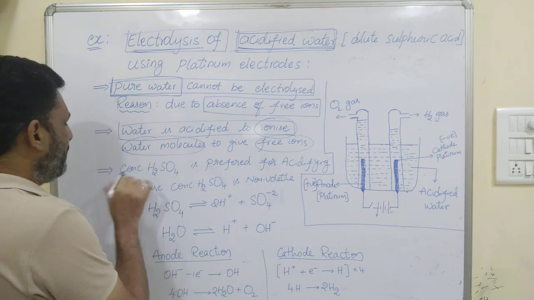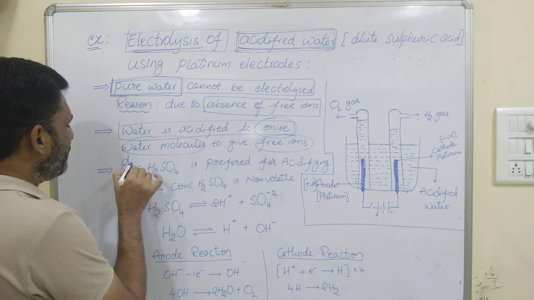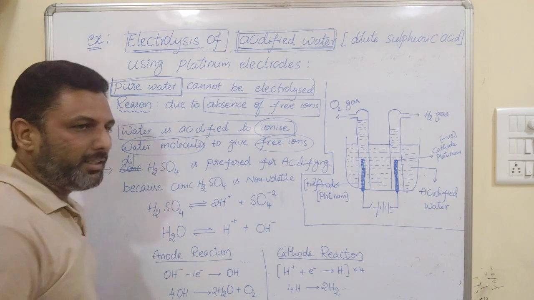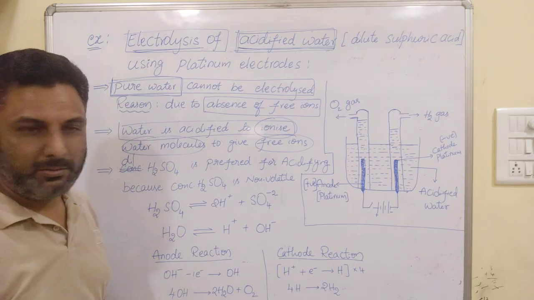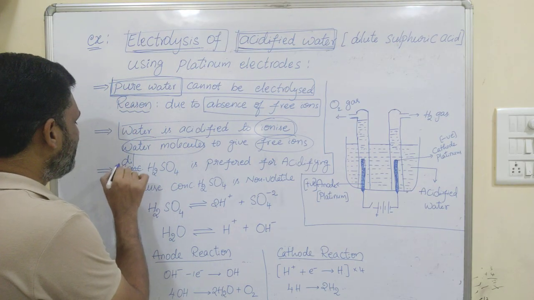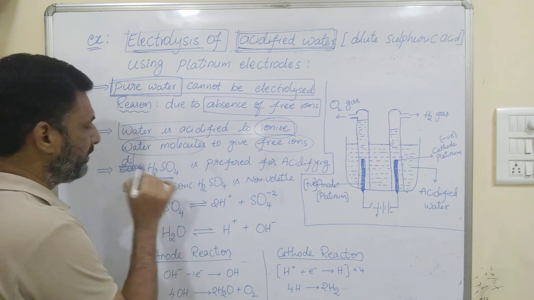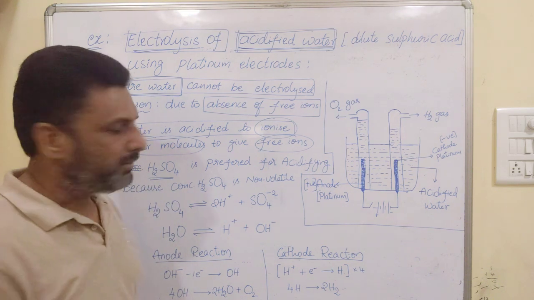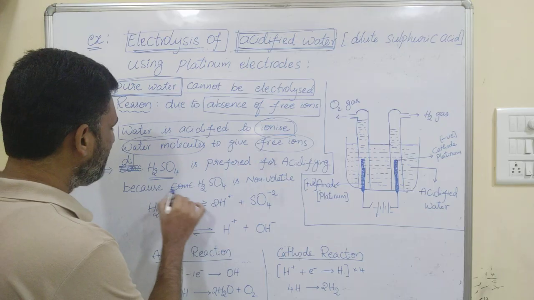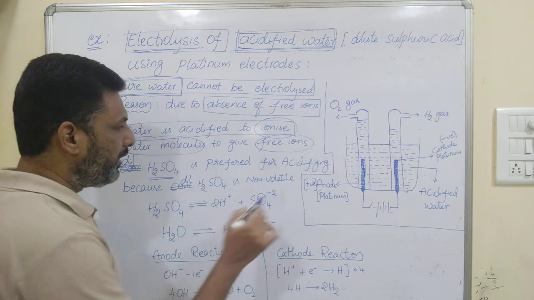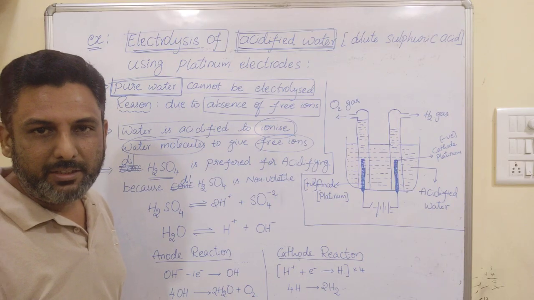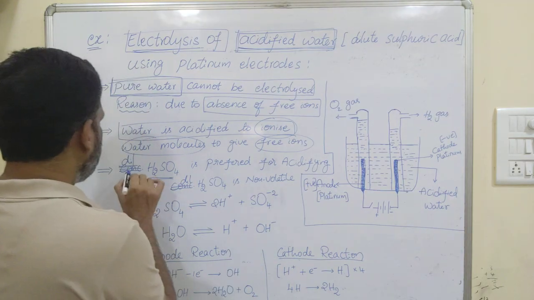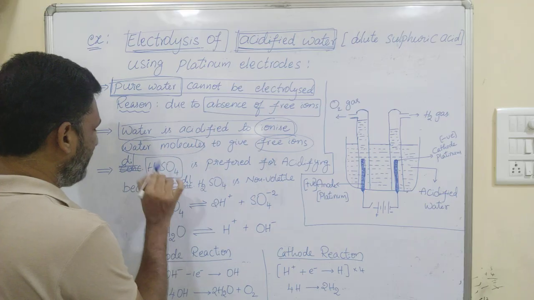And here dilute sulphuric acid is used. Other acids like hydrochloric acid and nitric acid cannot be used, but we have to use dilute sulphuric acid. The reason is sulphuric acid is a non-volatile acid, whereas other acids are volatile in nature. So that's why we prefer dilute sulphuric acid only.